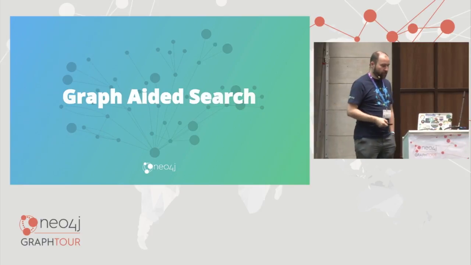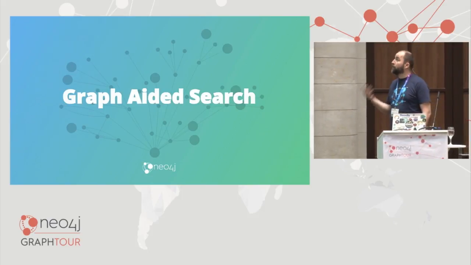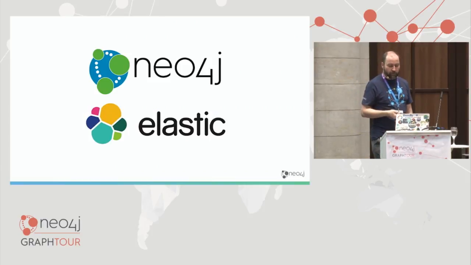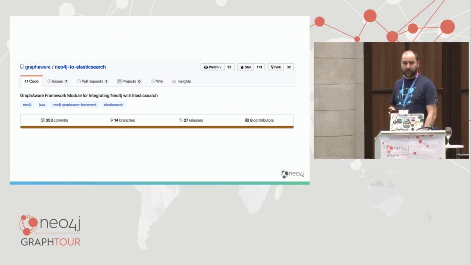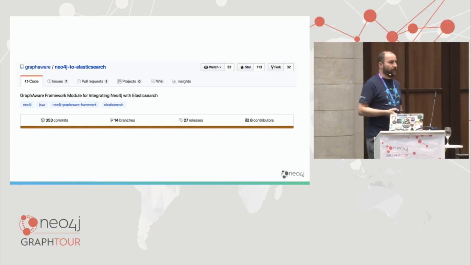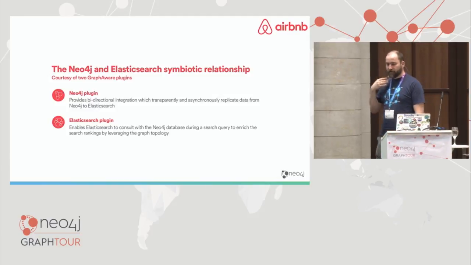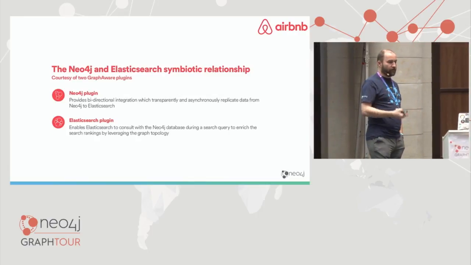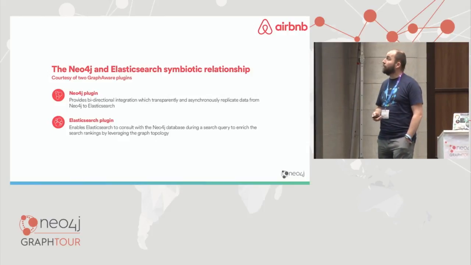OK, graph-aided search. Of course, in Neo4j, there are a number of means of working with more complex search operations on text. But sometimes you want to integrate it with an external search engine, for instance, Elasticsearch. And our friends from GraphAware built a really nice integration between Neo4j and Elasticsearch that you can just deploy to your Neo4j instance, set some configuration options, and then it takes care of sending data from Neo4j to Elasticsearch in an ongoing manner. So whenever you update something in the graph, it hooks into the transaction system of Neo4j and sends this data to Elasticsearch.